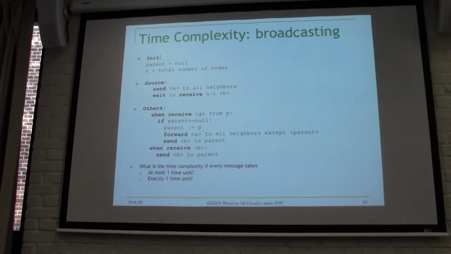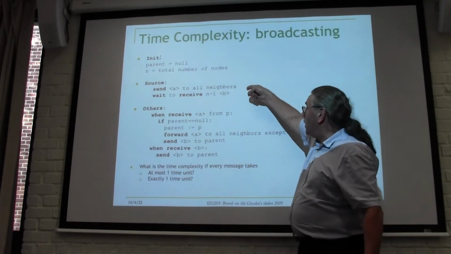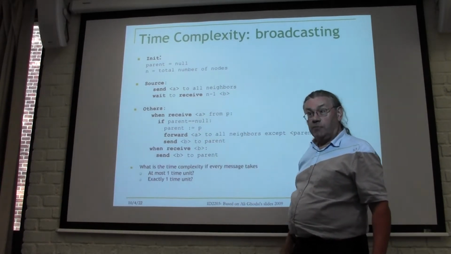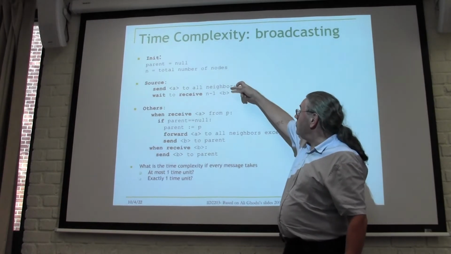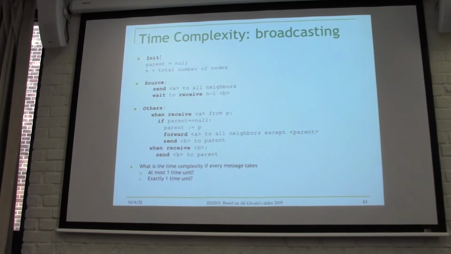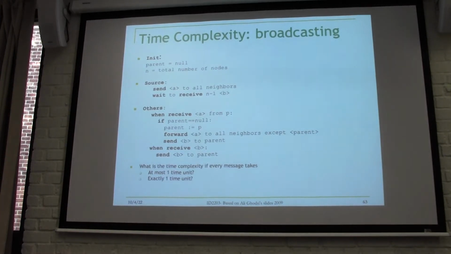Yeah? So do we have to compute the time the source has to wait to receive the last B message? You have to, until termination. So you have to compute the complexity until the source completes and receives n-1 B's. Absolutely, yes. This algorithm terminates when the source receives n-1 B's. So if we take the exactly one time unit and there are two processes, it sends one, that's one, and then B. But be careful.